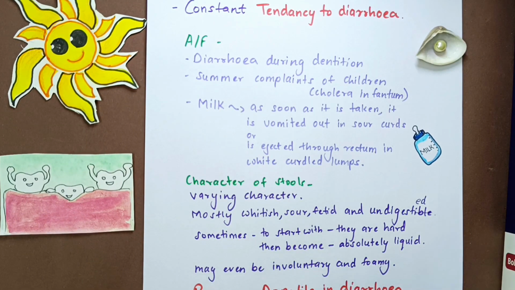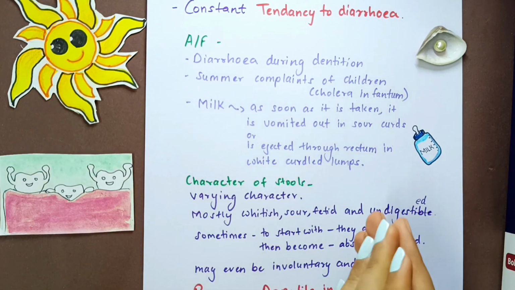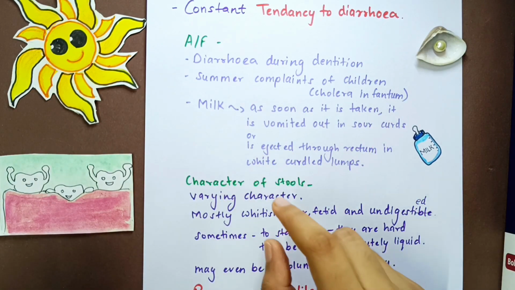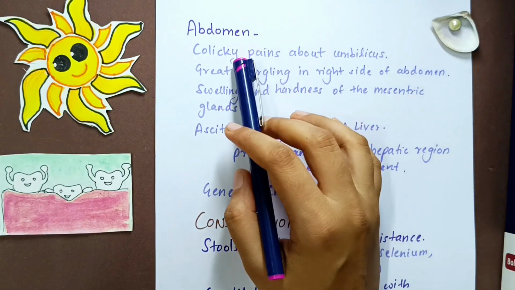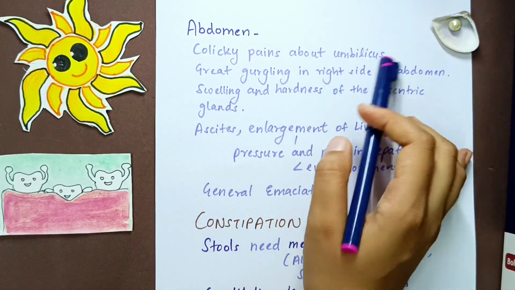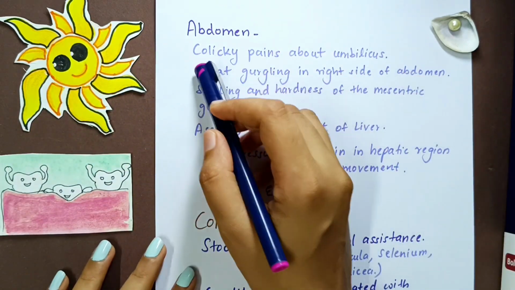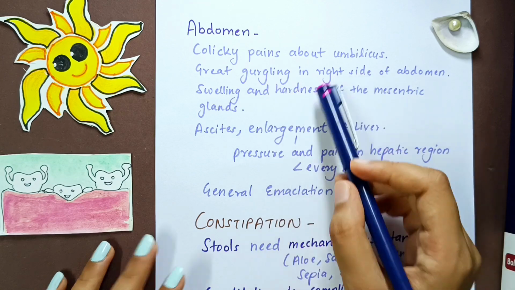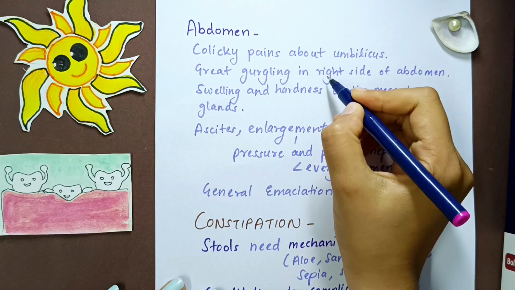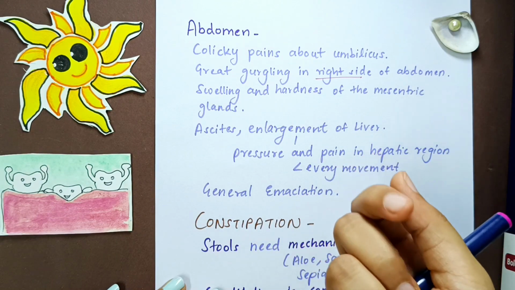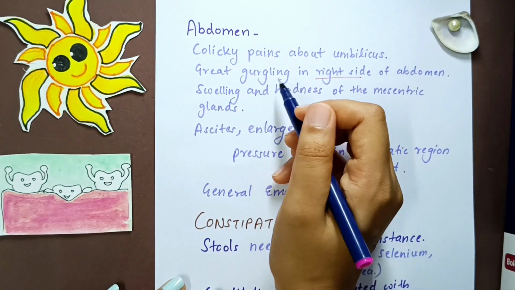Now let's see what happens to the abdomen during the diarrhea or during other complaints as well. What are the symptoms related to the abdomen? They may be present along with diarrhea, or they may be present because of any other disorder. But let's see. The abdomen has colicky pains around the umbilicus. There will be great gurgling in the right side of the abdomen.